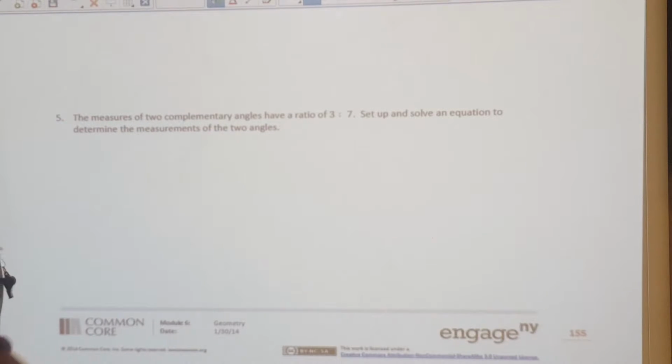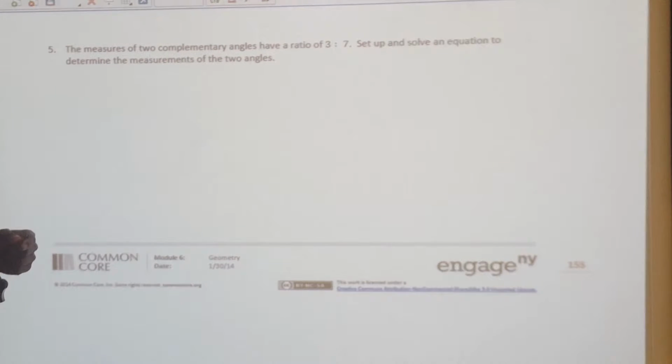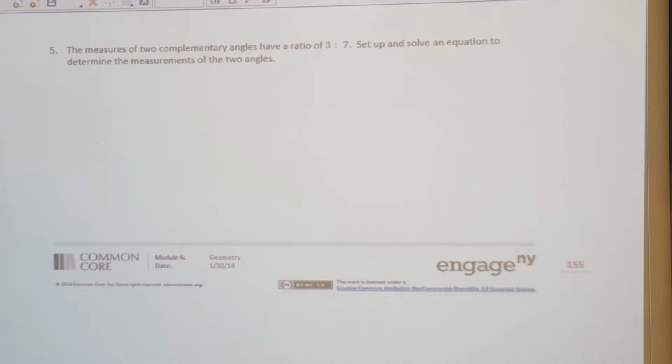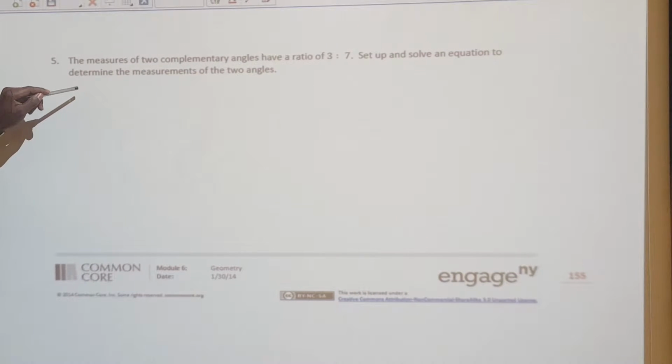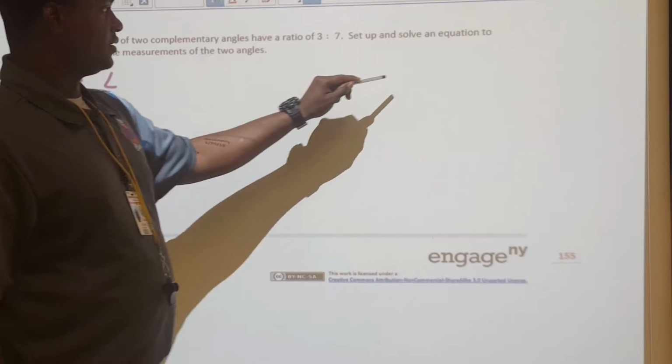Okay, we're going down to number 5. It says the measures of two complementary angles have a ratio. Set up and solve an equation to determine the two measurements of the angles. So I know I have a first angle, and I have a second angle.